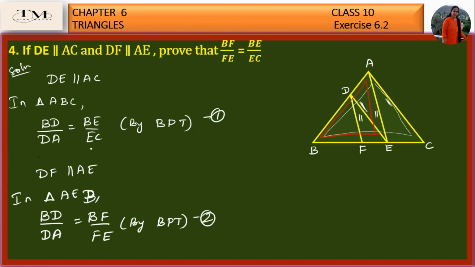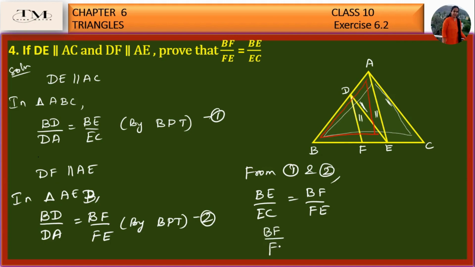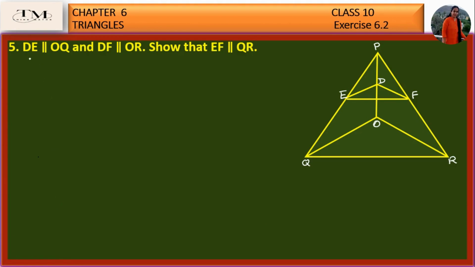If you check 1 and 2, the left hand side is equal, so automatically the right hand side will be equal. So from 1 and 2, we get BE by EC equal to BF by FE. This is what we have to prove. You can write it as BF by FE equal to BE by EC. We have proved it. This is a simple problem. I hope you can understand. So moving on to the next problem.